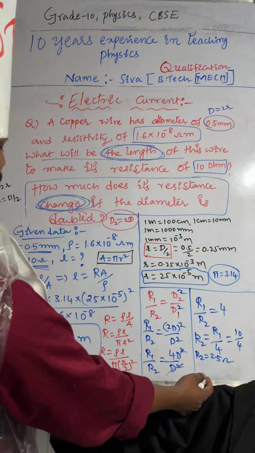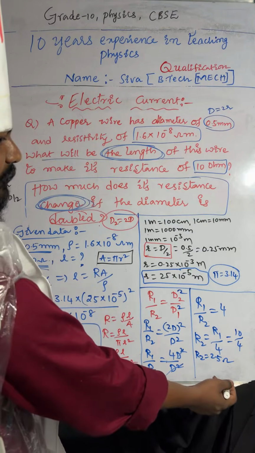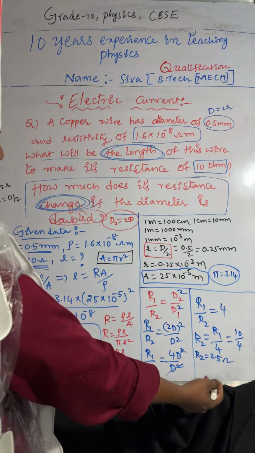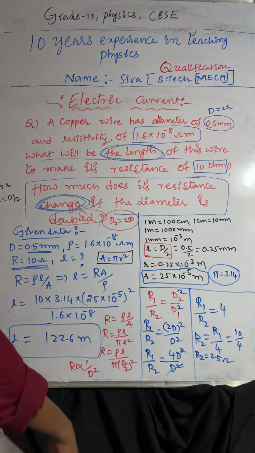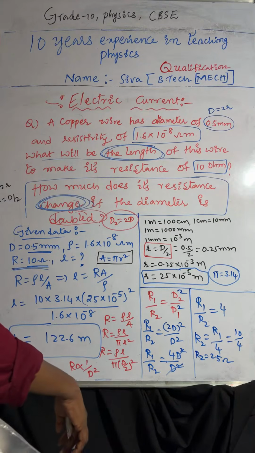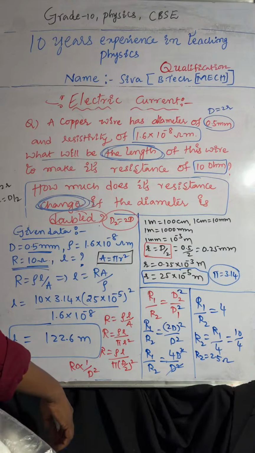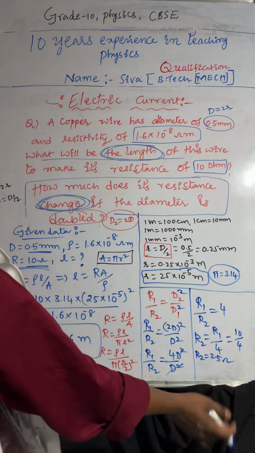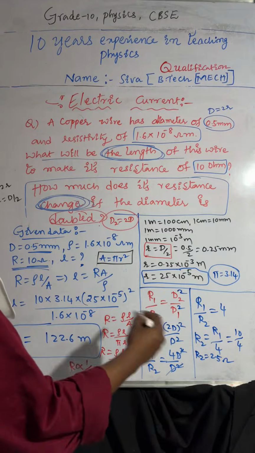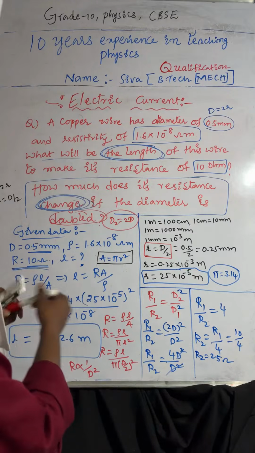So how much will you get as the answer? 10 minus 2.5. How much? 7.5. Okay. So 10 minus 2.5 is 7.5. That is the final change. Okay, change. So finally I am writing here.